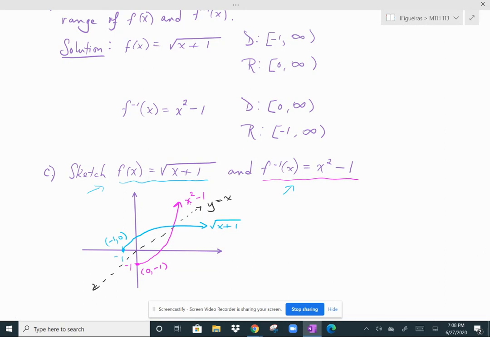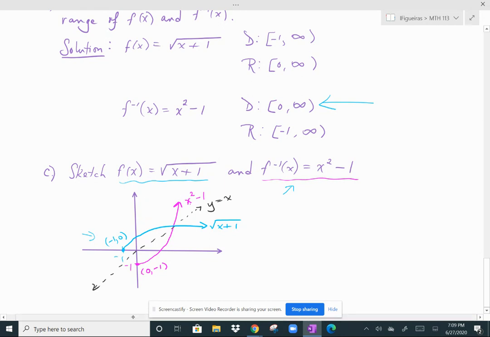So your radical is this blue line here. It is the square root function shifted 1 unit to the left. So it starts at -1, 0. But your domain for your parabola is from 0 to infinity. So instead of going all the way through the way we normally would, it's going to start at 0, -1, which also happens to be the vertex, and then it goes up to the right, only to the right. And your range is again from -1 to infinity.